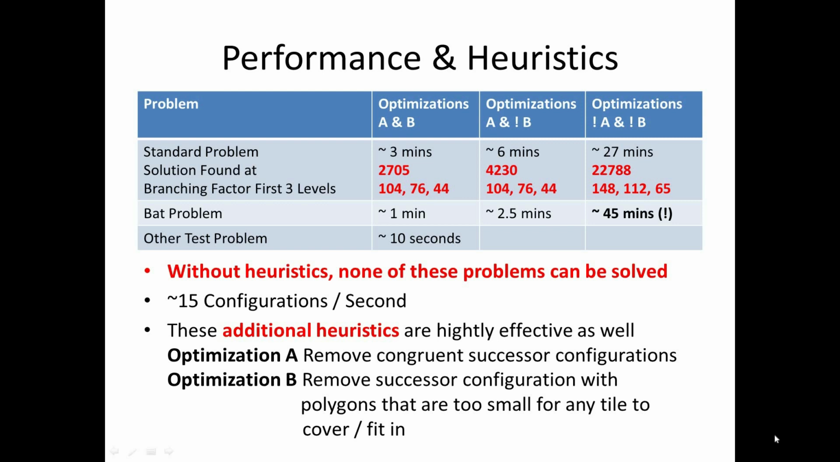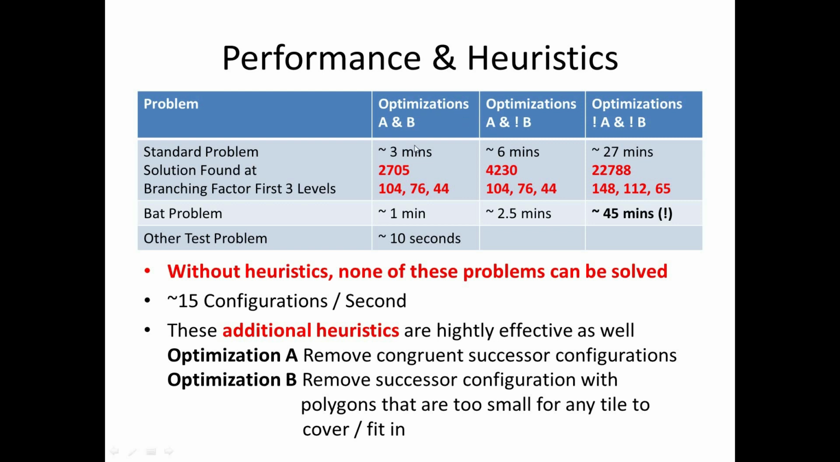Let us quantify the effectiveness of the various discussed optimization techniques on the standard Tangram problem and the bad Tangram problem. First, with the scoring function disabled, none of these problems can be solved within reasonable time. Hence, for each problem, we consider three settings with regard to optimizations A and B. Optimization A is a branching factor reduction by removing congruent successor configurations, and B is to fail and backtrack early by realizing dead-end configurations if the smallest component is too small for any remaining tile to fit in.